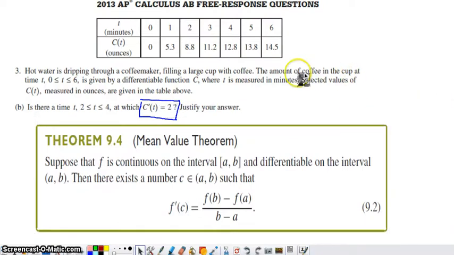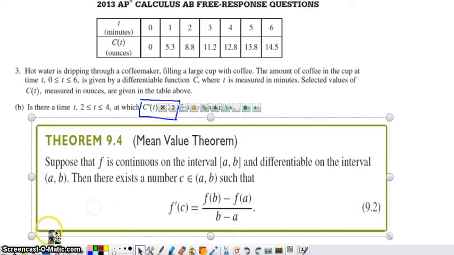So the mean value theorem said if you have a function that's continuous on a closed interval and differentiable on that open interval, there has to be some number in between the endpoints of that interval such that the derivative evaluated at that number is equal to the average rate of change of the function on that interval. So at the end of the mean value theorem we have this statement that says the derivative of something has to equal something else. That's basically what we're asked to show here. So I think we're going to make use of the mean value theorem.